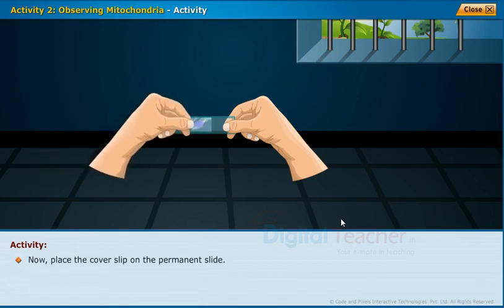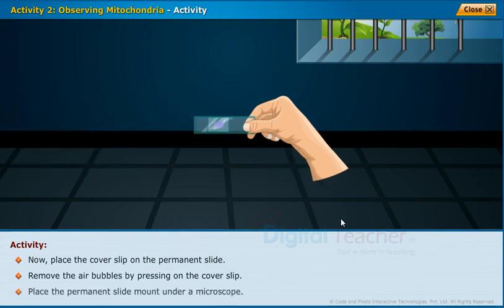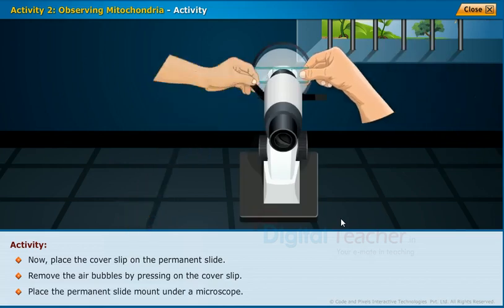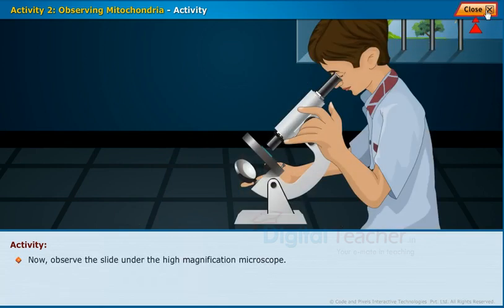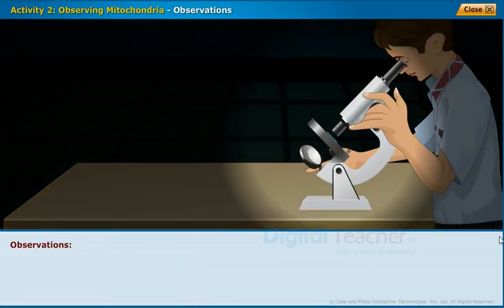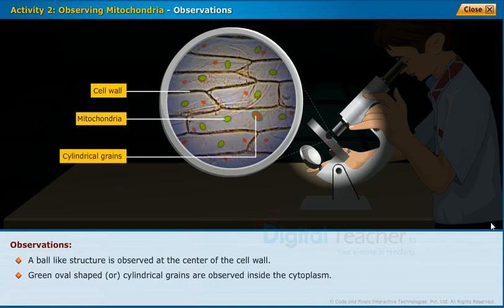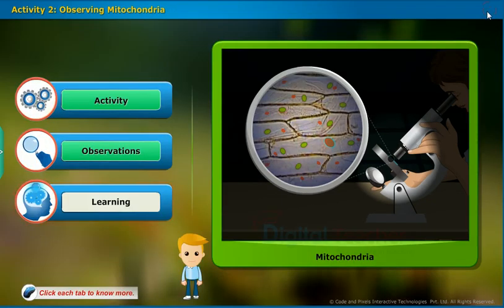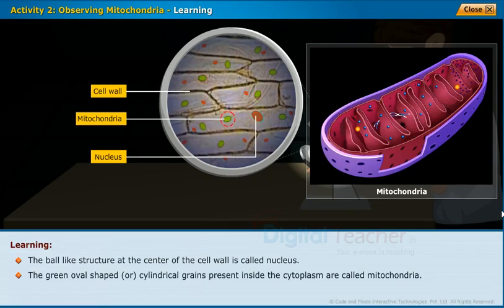Now, place the cover slip on the permanent slide. Remove the air bubbles by pressing on the cover slip. Place the permanent slide mount under a microscope. Now, observe the slide under the high magnification microscope. A ball-like structure is observed at the center of the cell wall. Green oval-shaped or cylindrical grains are observed inside the cytoplasm. The ball-like structure at the center of the cell wall is called the nucleus. The green oval-shaped or cylindrical grains present inside the cytoplasm are called mitochondria.